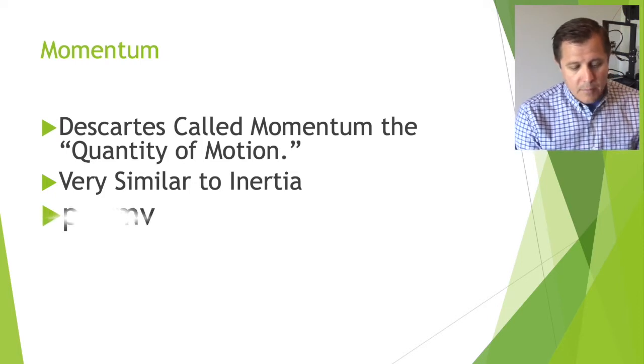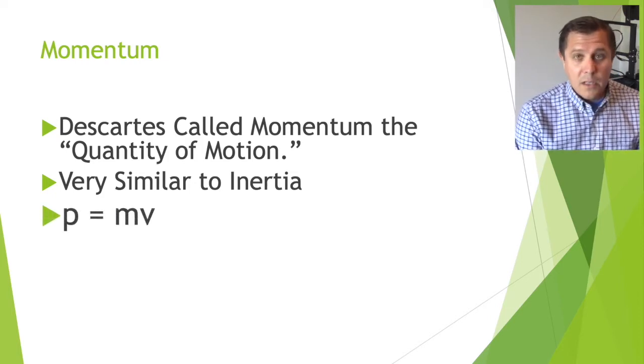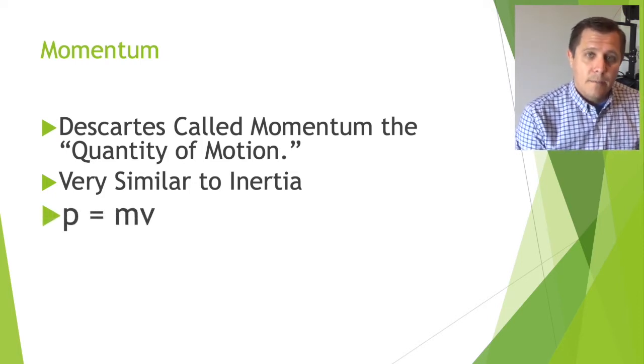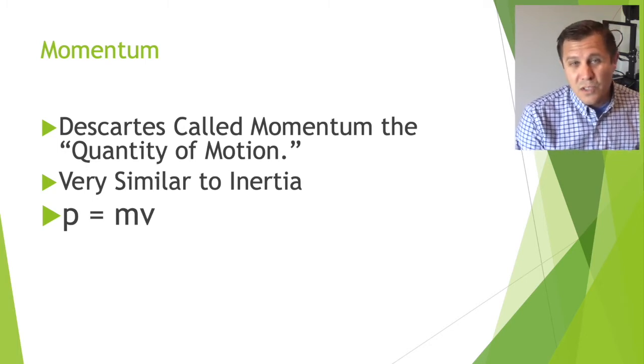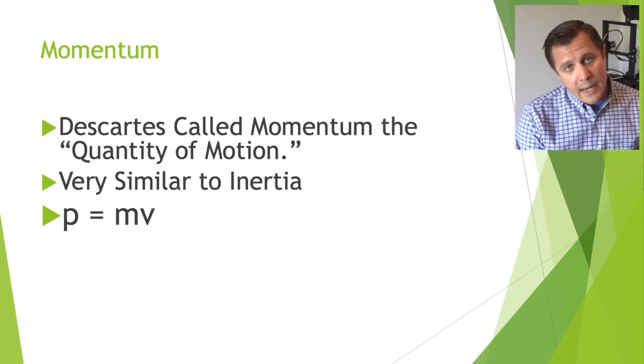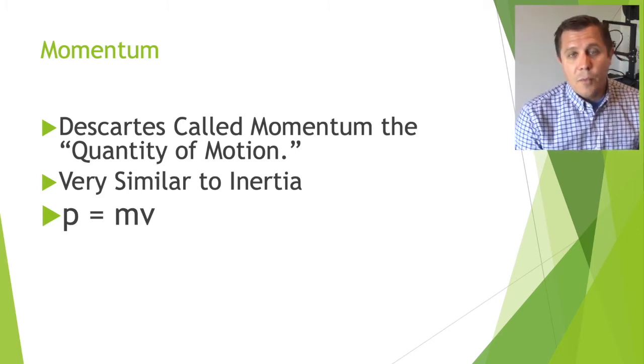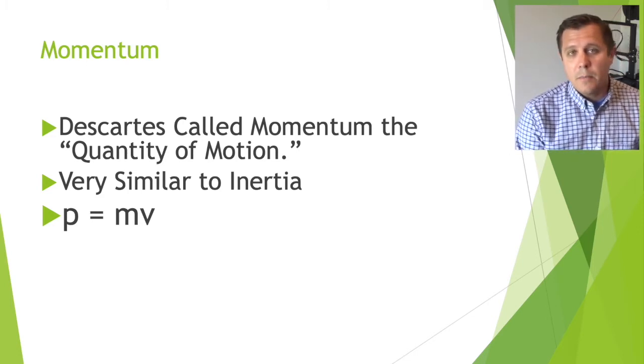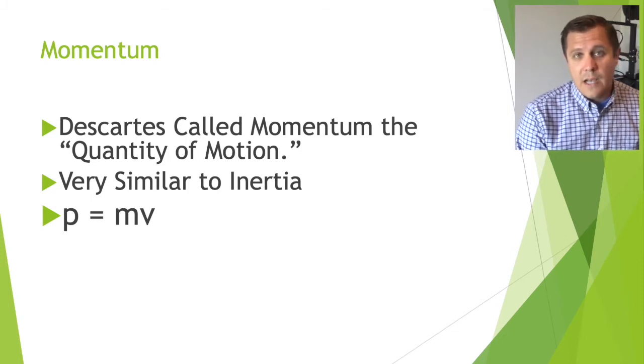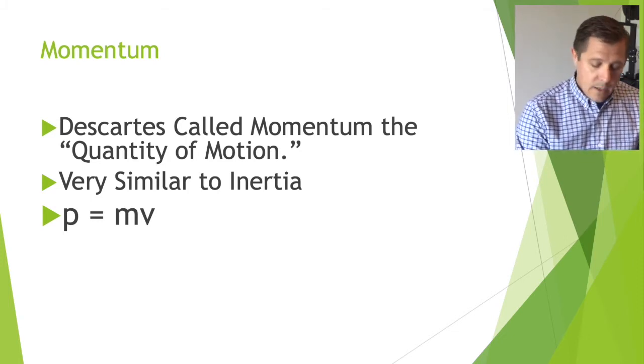All right, so the first thing you need to know is a formula, P equals mv. P is the letter we're using for momentum. Why not m? Because m's already taken with mass. So P is the letter for momentum, m is the letter for mass, and v is the letter for velocity. P equals mv.